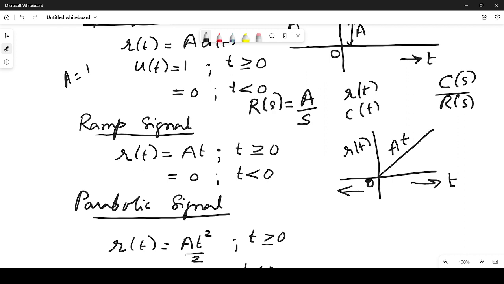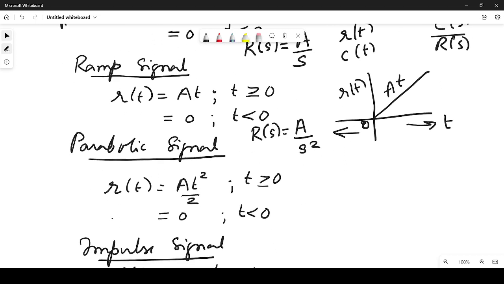Now when we take the Laplace transform of this, we will be getting R of S is equal to A, which is a constant, and the Laplace transform of t, we know that it is 1 by S square. So you will be getting it as A by S square.